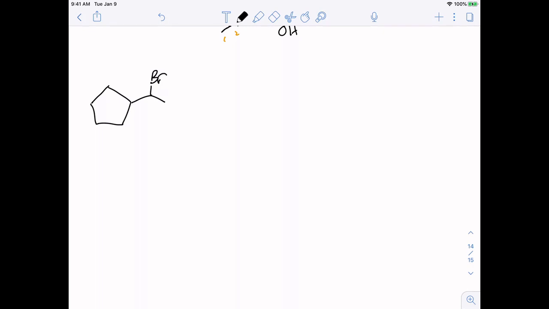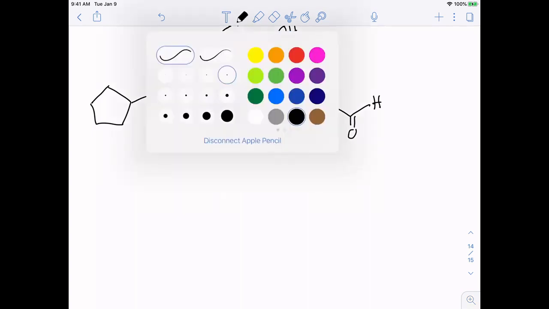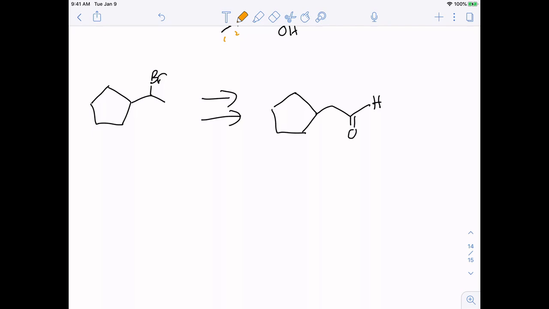So we got this, and I'm going to go to this one. Again, I really just start by analyzing it. I'm going to notice that my carbon chain didn't grow. I have a cyclopentane, but then off of it I have 2 carbons. So I know that didn't change. So I'm not doing an alkylation.